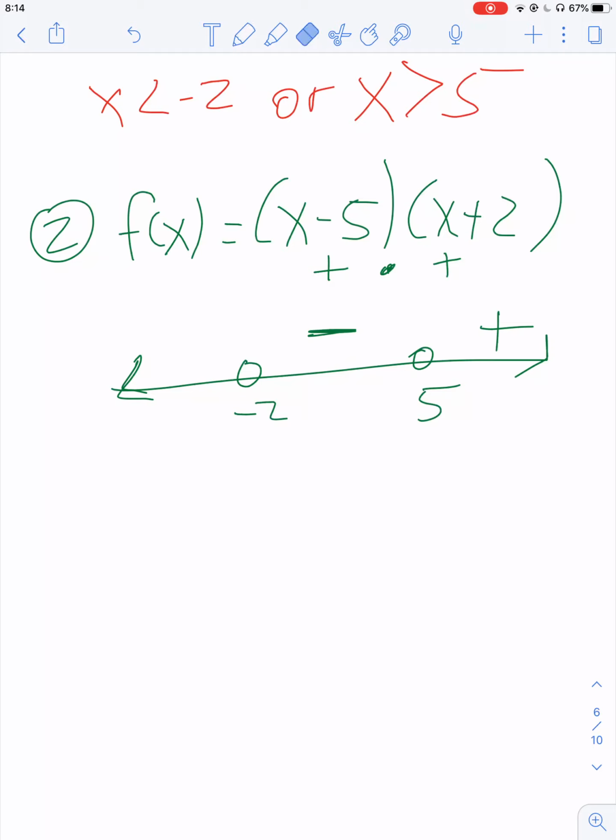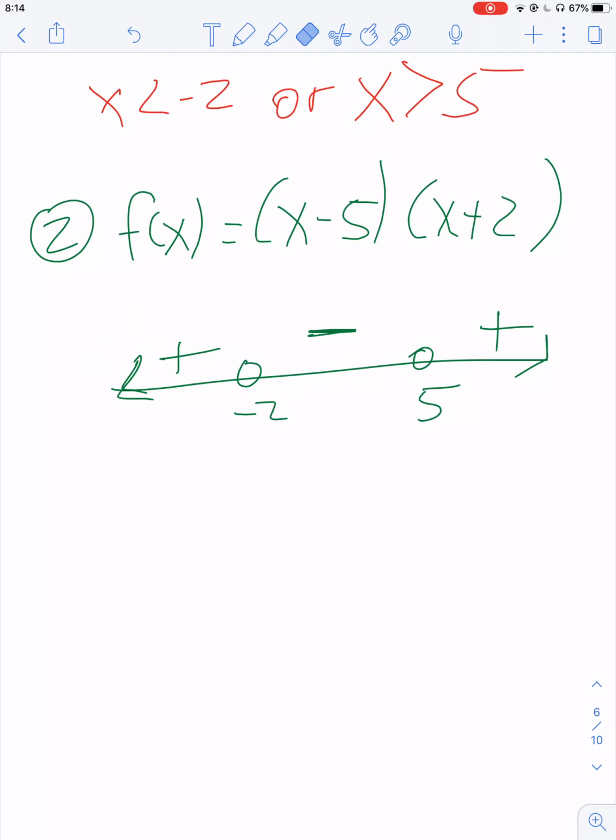I'm just picking big numbers. In here, what you can do is just pick a really small number. It has to be less than negative 2. Why don't we pick negative 100? Negative 100 minus 5 is going to be negative, and negative 100 plus 2 will also be negative. Negative times negative, this also has to be positive. And as you can see, this is very quick. You don't have to draw anything. You just need to understand how your signs work.